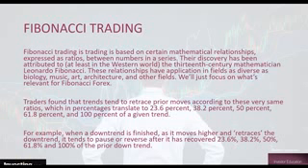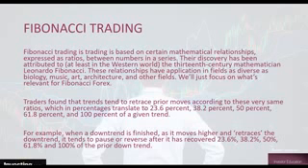Okay. Now, Fibonacci trading is based on certain mathematical relationships expressed as ratios between numbers in a series. Their discovery has been attributed, at least in the Western world, to the 13th century mathematician Leonardo Fibonacci. These relationships have applications in all fields, as I showed when I went backwards in a slide. Traders found that trends tend to retrace prior moves according to these very same ratios, which translate to 23.6%, 38.2%, 50%, 61.8%, and 100% of a given trend.